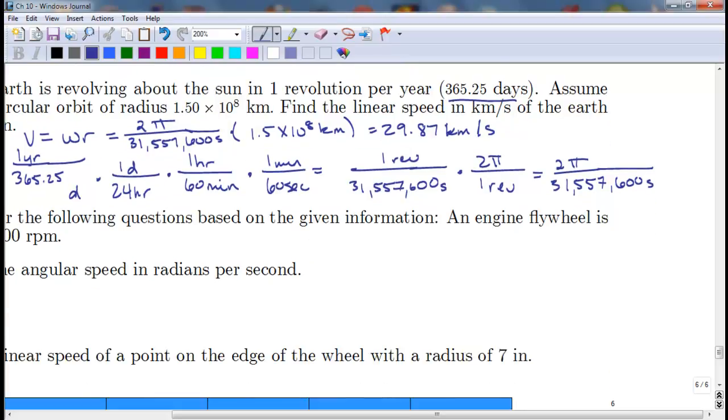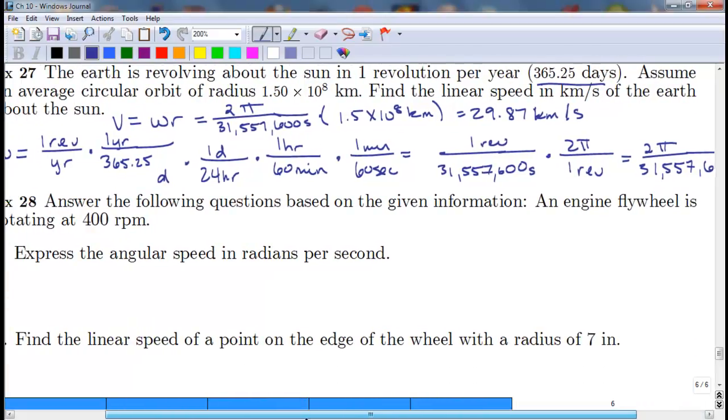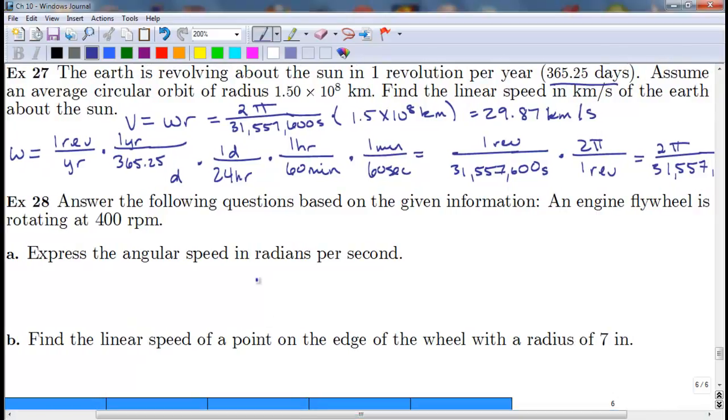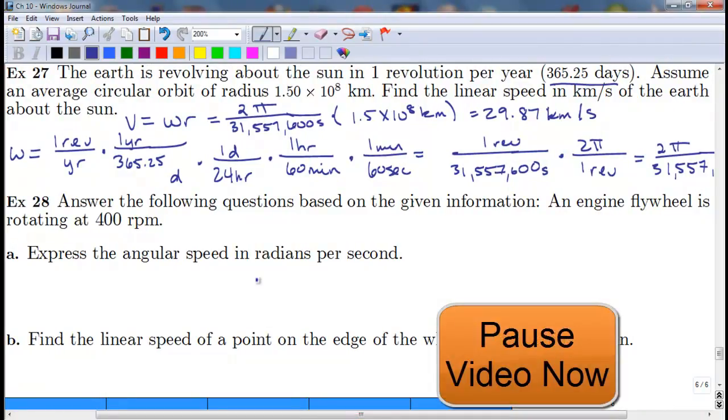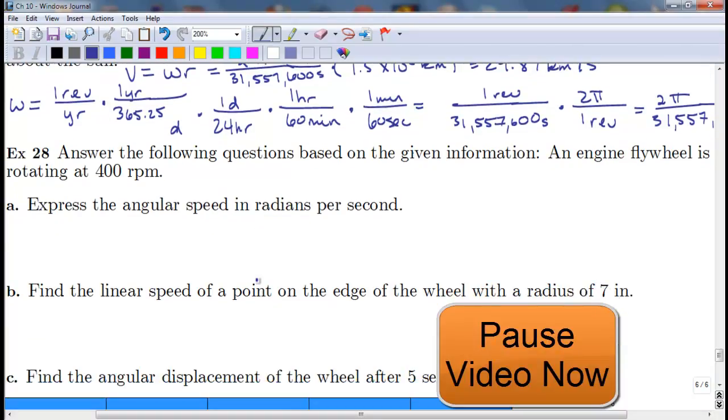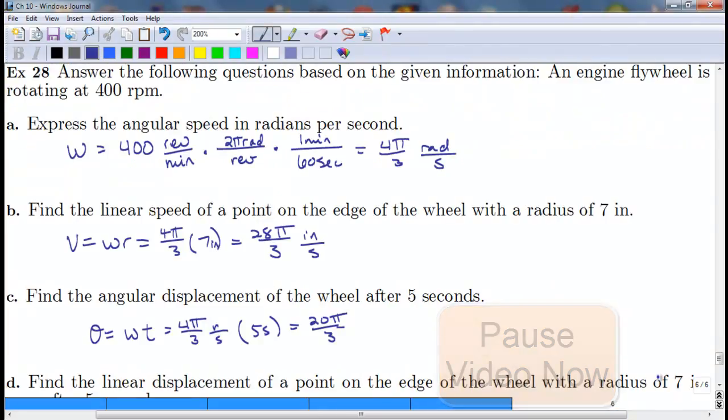So there's one final example here, and I want you guys to try it out on your own and then pause the video, try it out, and then resume the video when you're done. And I'll have the answer up here and we'll talk about it. So pause the video now and see how you do. So to wrap this one up, answer the following questions based on the given information. An engine flywheel is rotating at 400 RPM.